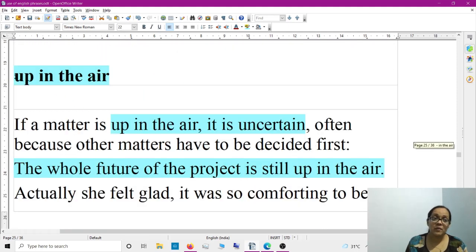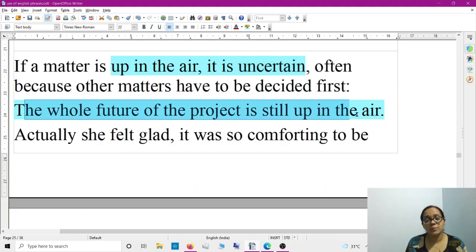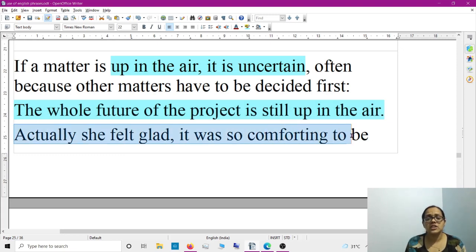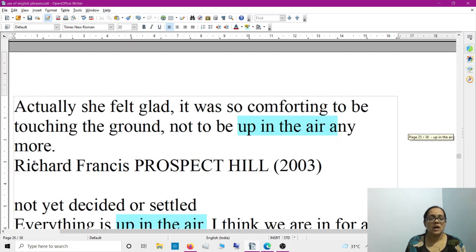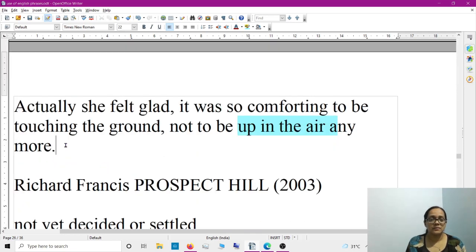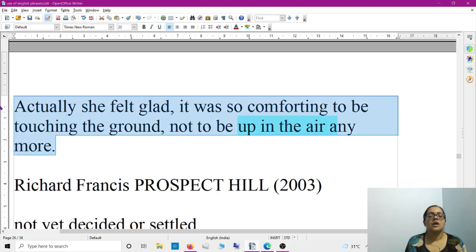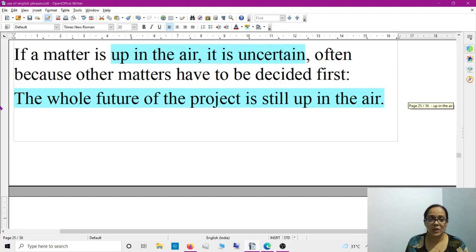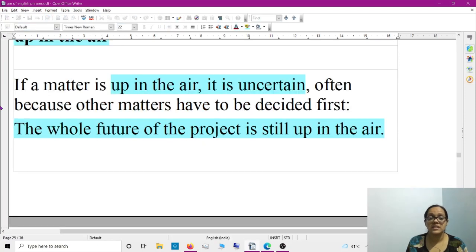But what do you mean by up in the air? Up in the air means uncertainty. The whole future of the project is still up in the air. Actually, she felt glad. It was so comforting to be touching the ground, not to be up in the air anymore. So, what do you mean by up in the air? Which means uncertainty.